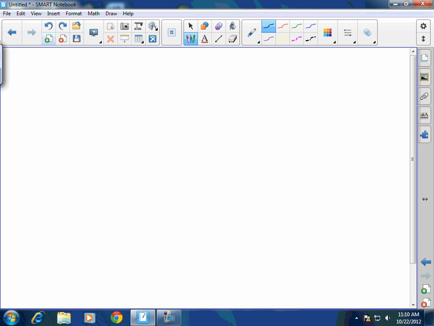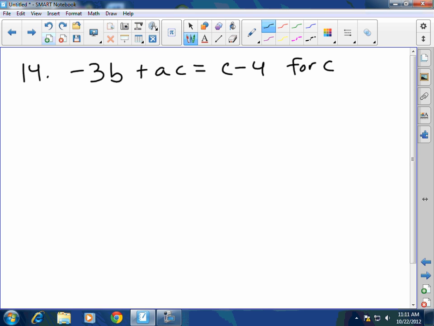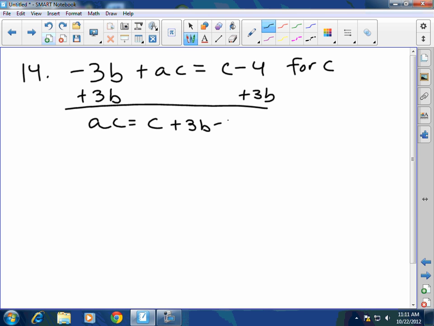Number 14. This was identical, 100%, the exact same as the practice test, except I think a 3b, I put like a 2b, and instead of this C minus 4, I think I put an 8 or something like that. I want to solve for C. The first thing I trained you guys to do was get the C's together. So I'm going to first add the 3b to this side. AC equals C plus 3b minus 4.